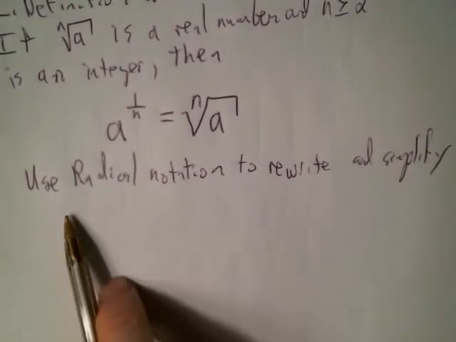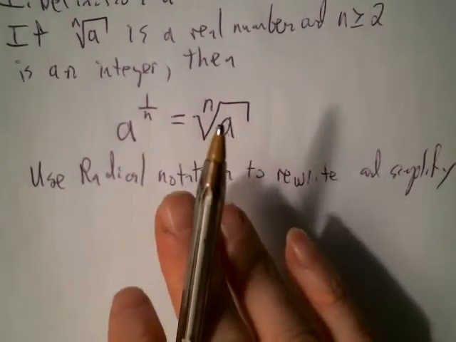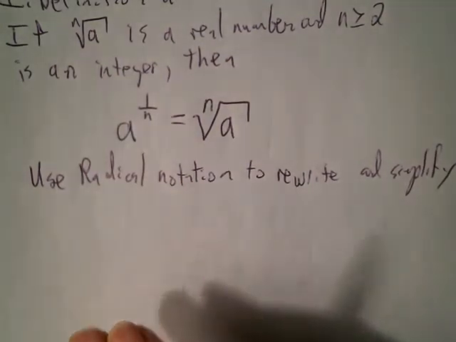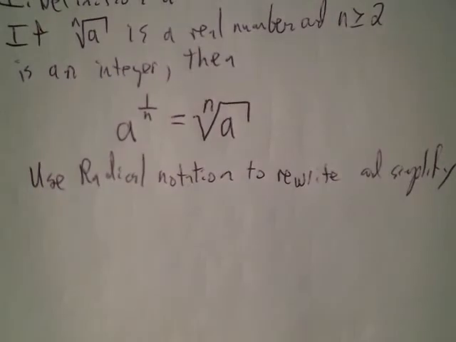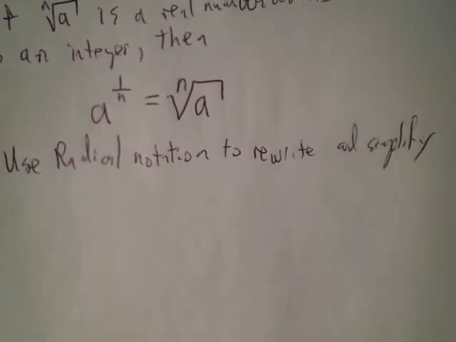Okay, so just be aware that the book has the good definitions, and a lot of times when I write my definitions, I'm just worried about timing and boring people to death. So there's my definition. You want a better one, go to the book. Okay, so anyways, use radical notation to rewrite and simplify.